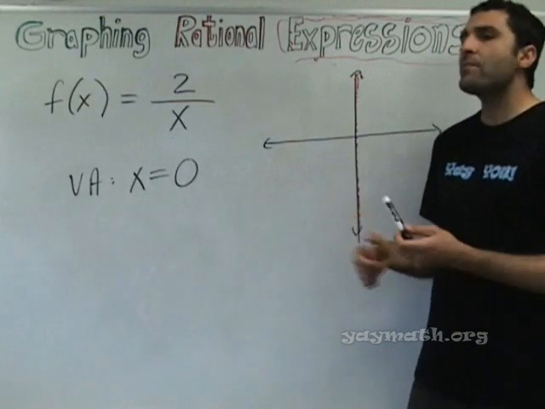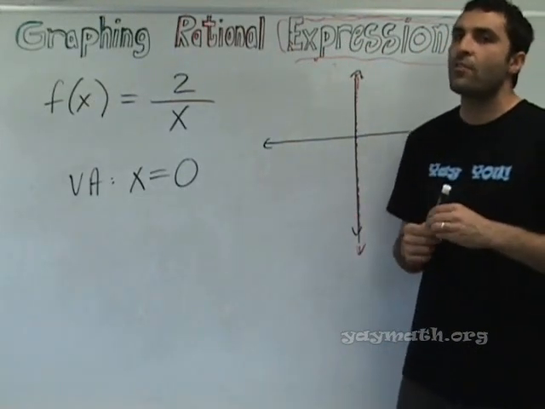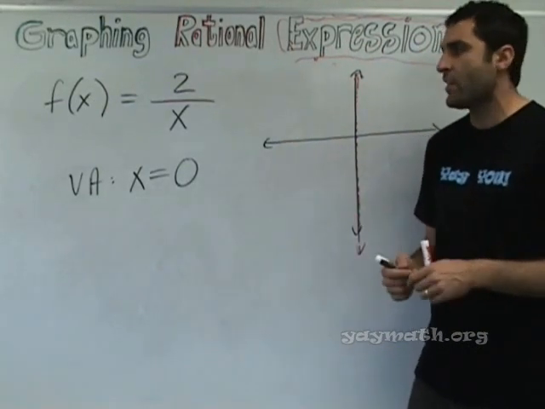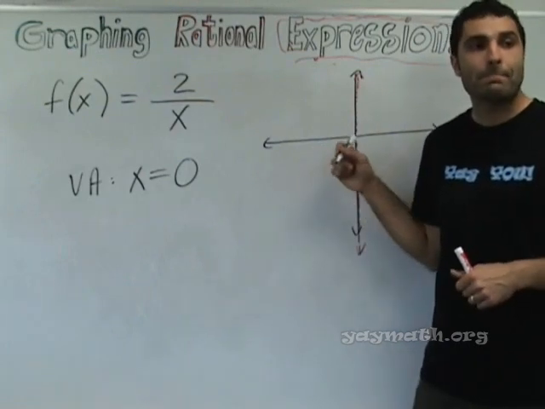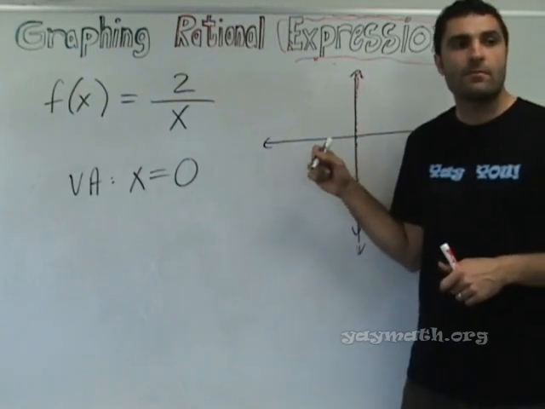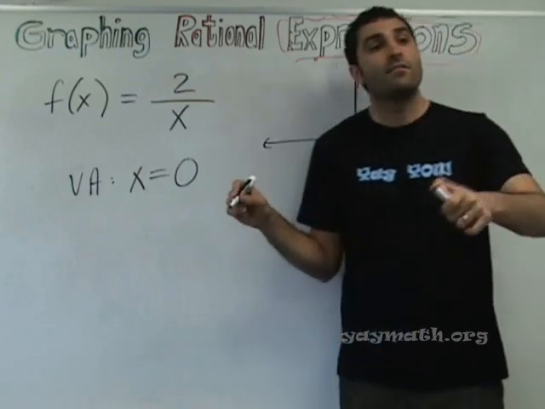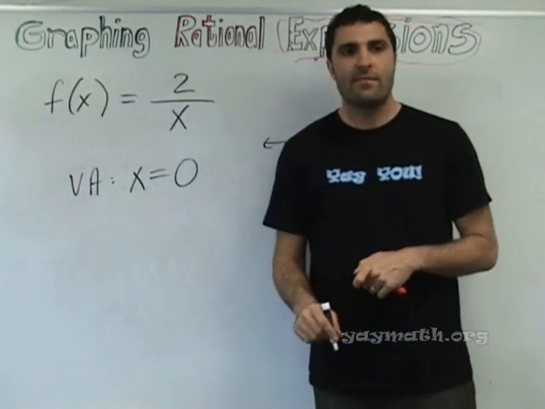Now we have to talk about horizontal asymptotes. Horizontal asymptotes are more challenging. What would the graph look like? When you graph it, would it just be up 2 to the right 1, up 2 to the right 1? No, it's a hole, not on 0. It's a good question. We're going to get to that.